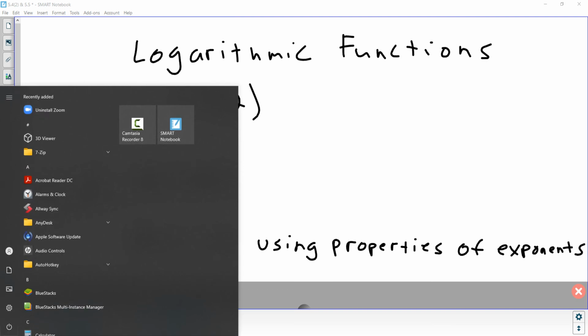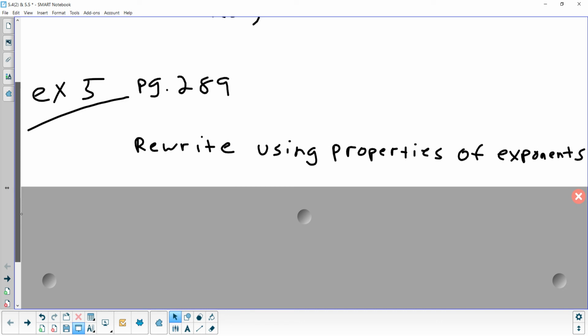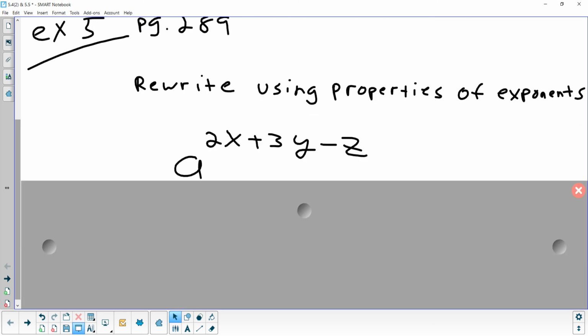All right, so let's take a look at an example where we're going to rewrite an expression just using properties of exponents we already know. Okay, just remember, things like if you're multiplying with the same base, you add exponents. Power to a power is when you multiply. If you're dividing things with the same base, you subtract exponents. Okay, so let's look at an example that just kind of goes through those properties.